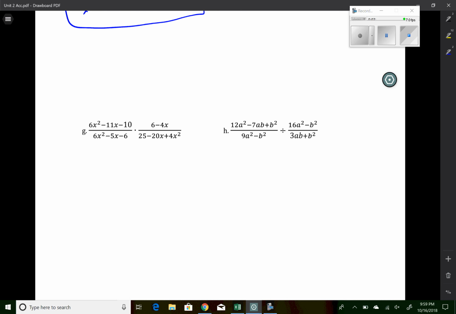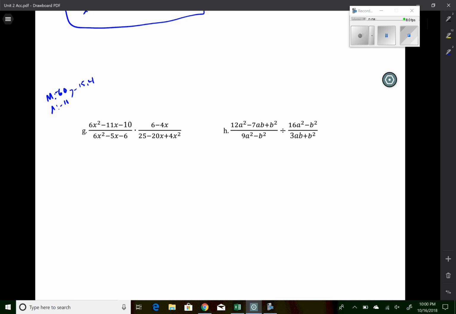G. G has a little bit more tough factoring that you might not be able to do so quickly. All right, so looking at this first numerator, I see the AC method. So I'm figuring out what multiplies to make -60 that adds to make -11. So it's going to be -15 and 4.